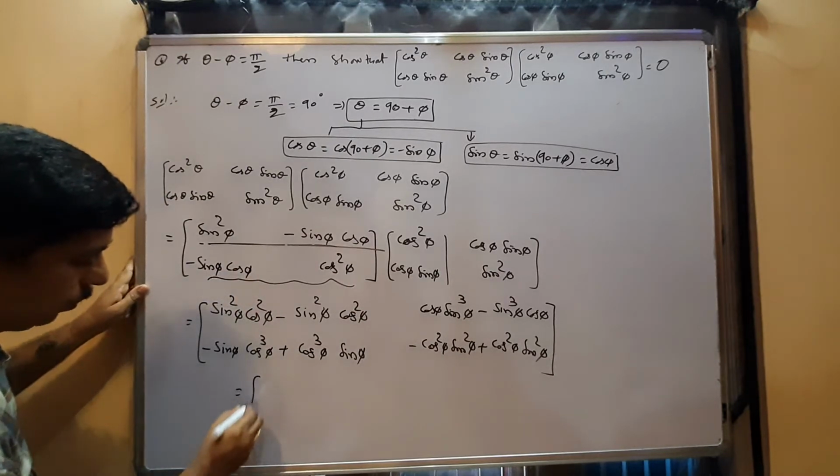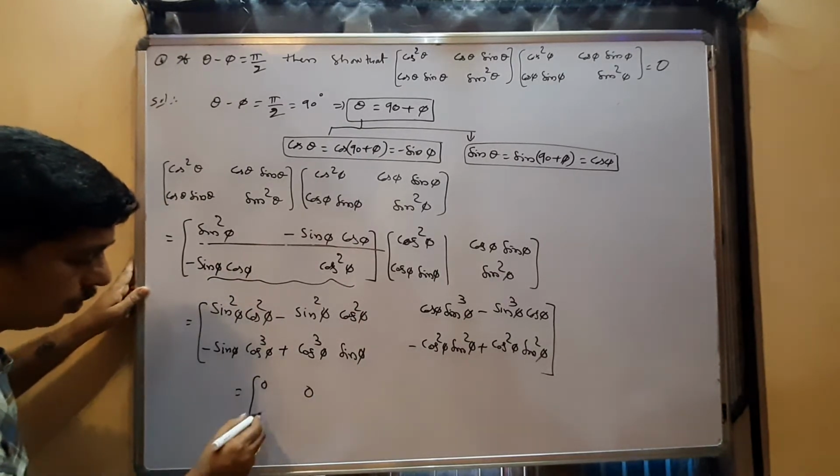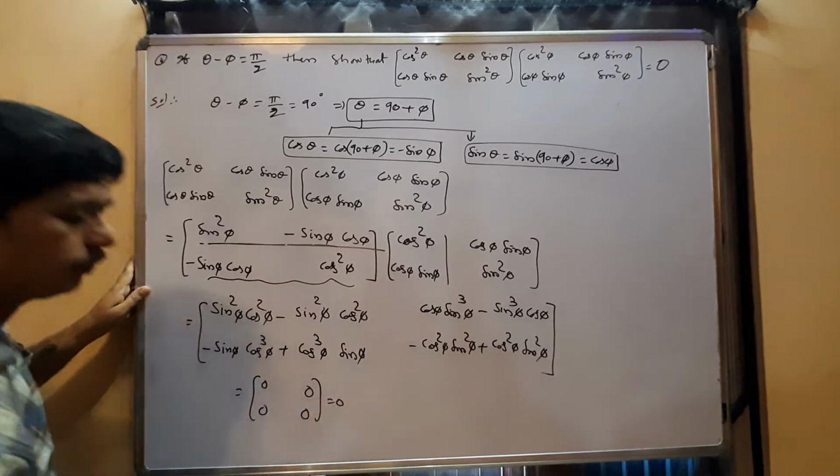So the value is 0, that is 0, this is also 0, 0. That is the null matrix.